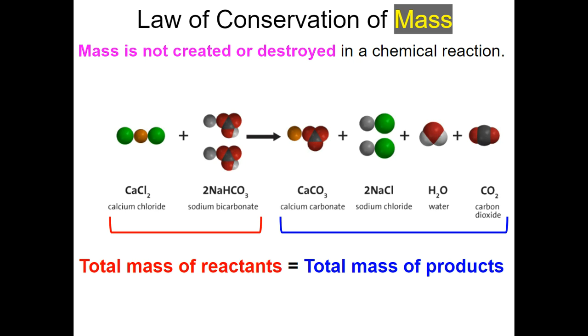The law of conservation of mass means that mass is not created or destroyed in a chemical reaction. All the atoms are just being pulled apart from the other atoms. You're not destroying any atoms in a chemical reaction, okay? So whatever mass you had before the chemical reaction, you're going to have that mass after the chemical reaction. It's all still there. It's just reconfigured, okay? So the total mass of the reactants is equal to the total mass of the products.